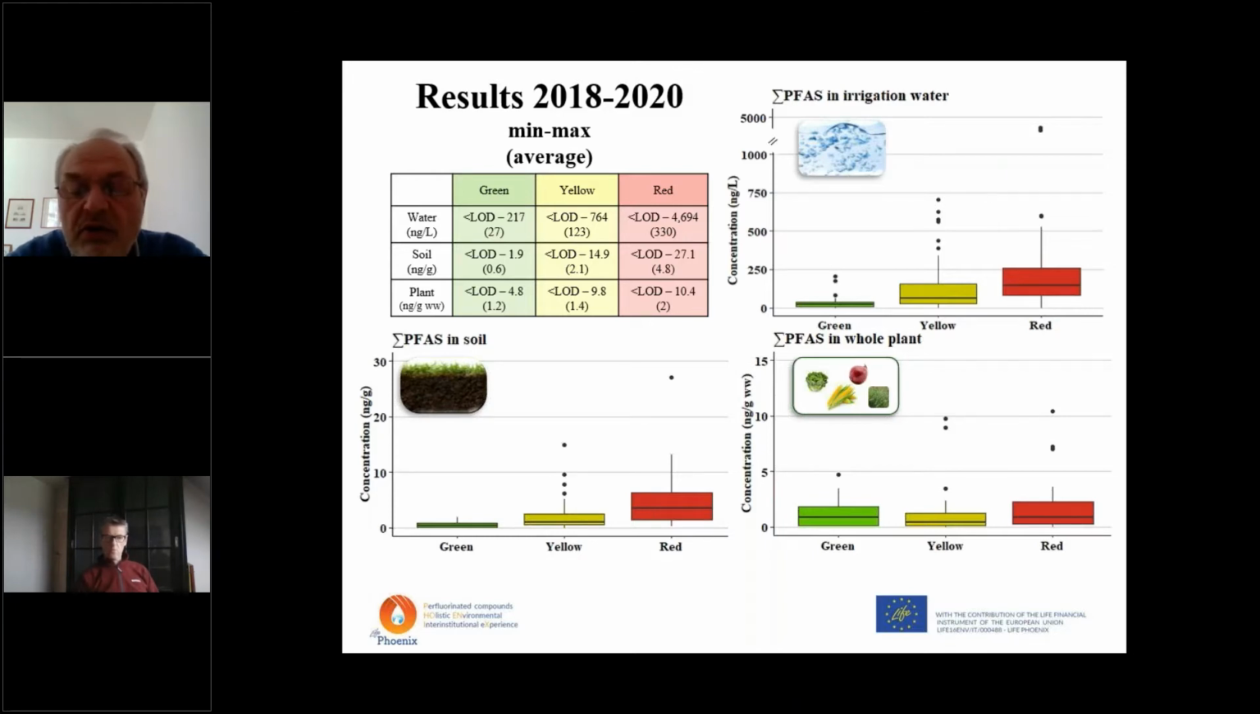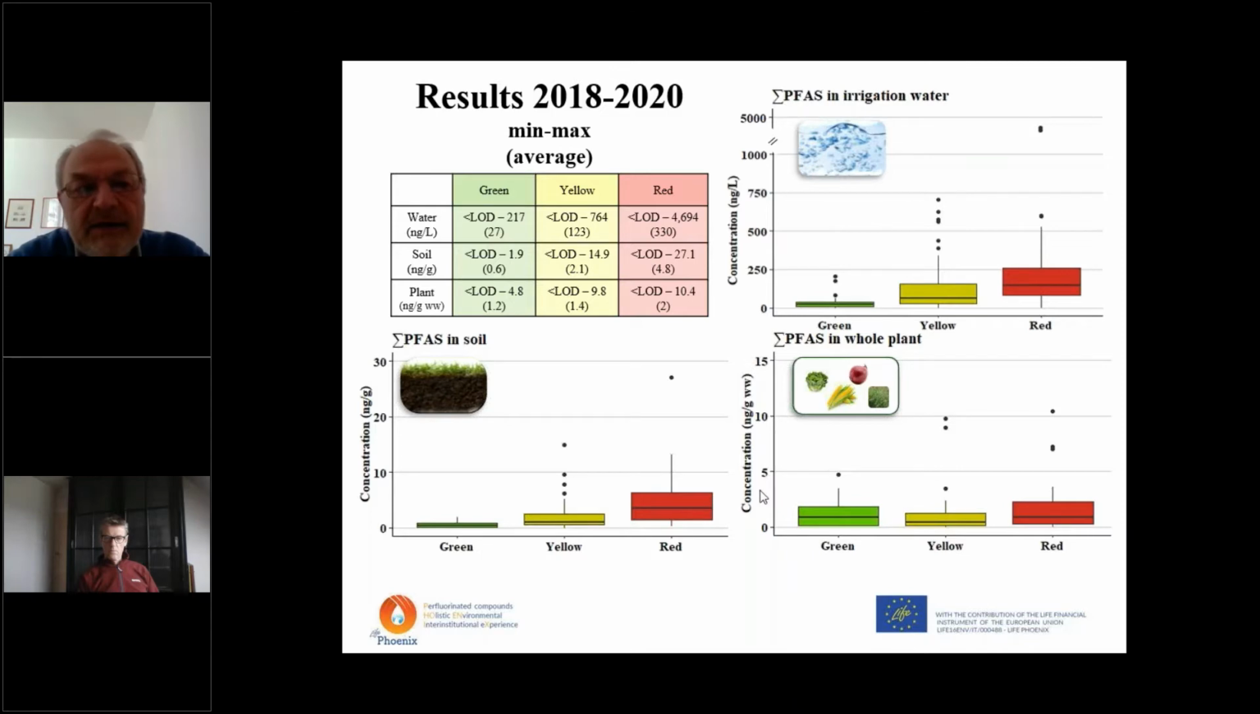We are looking only at the perfluorinated acids, perfluorocarboxylates and perfluorosulfonates. So we have not measured the precursors. That's a clear uncertainty, an added possibility to have.